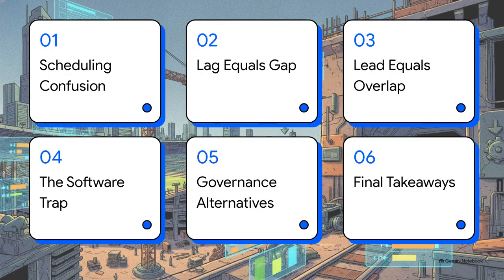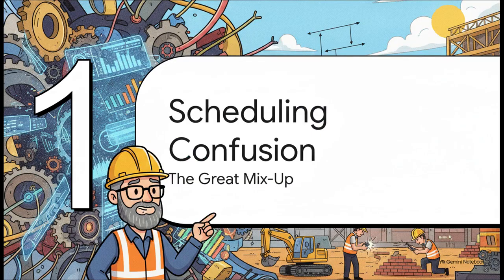Okay, let's dive into this. Here is our project baseline for today. We'll start with the great scheduling confusion, define how lag equals a gap and lead equals an overlap, expose the software trap, discuss governance and better alternatives, and lock in our final takeaways. All right, part one, the great scheduling confusion.